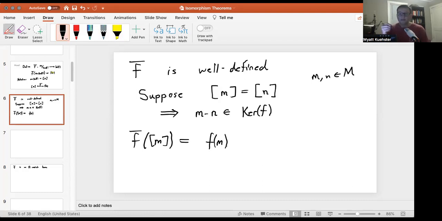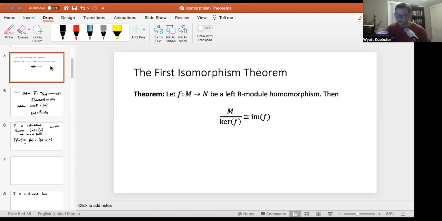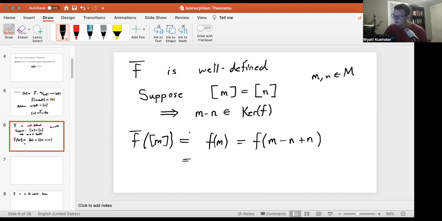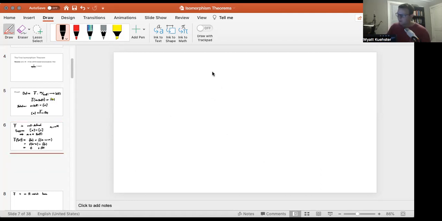But then m is the same as m minus n plus n. I'm just adding 0 there. So this is the same as F of m minus n plus n, because minus n plus n is 0, and m plus 0 is m. And then because F was already an R module homomorphism, that was one of the assumptions, right? F was an R module homomorphism, so it respects this addition. So F of m minus n plus n is F of m minus n plus F of n. Can break it up like that. And then m minus n was in the kernel of F, so F of m minus n is 0. And then I have F of n here. And then 0 plus F of n equals F bar of the class of n.